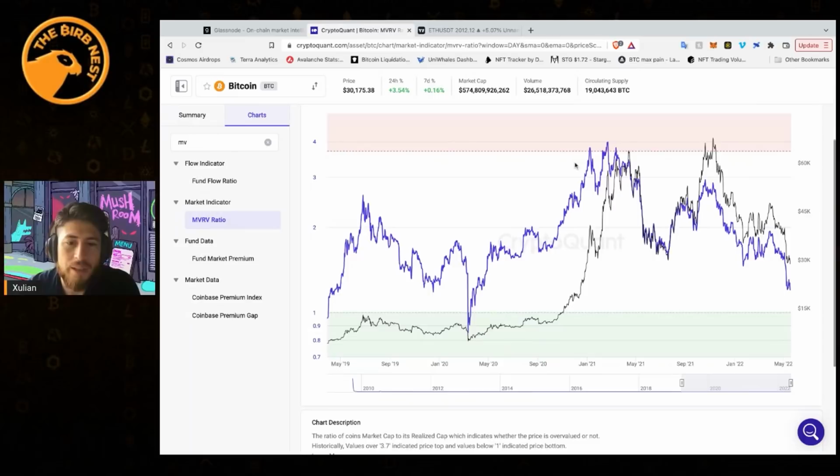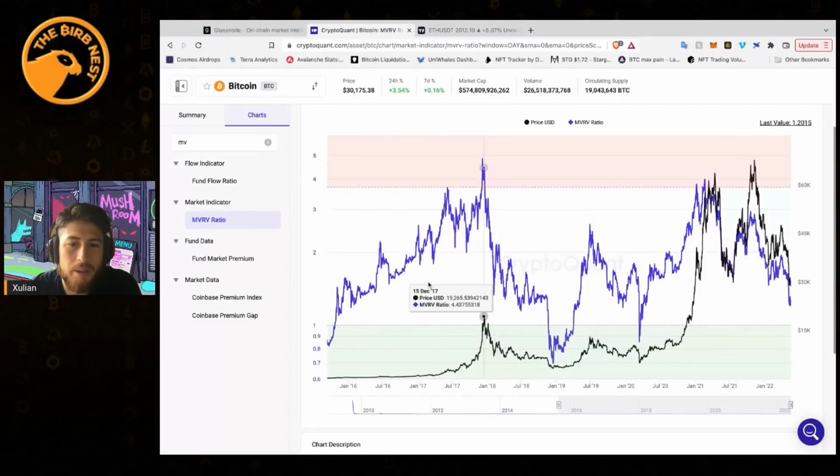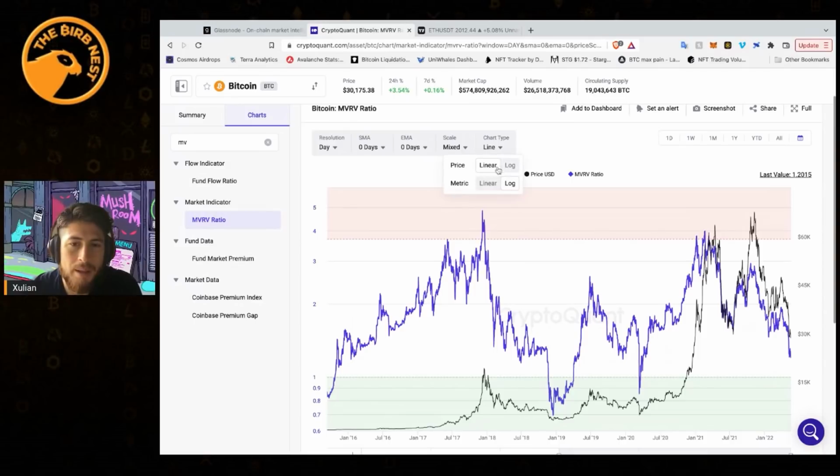MVRV ratio is a great metric to see bottoms as well as tops. If I zoom out a little bit, we can see how clearly the 2018 top happened.